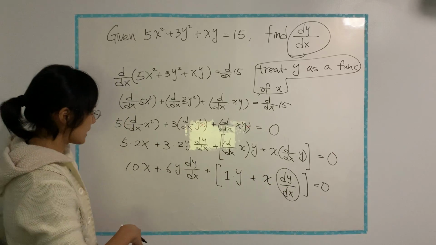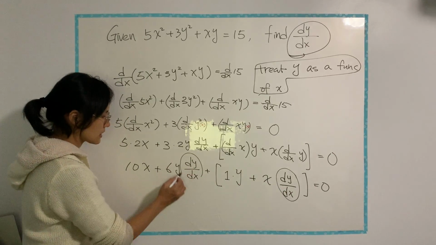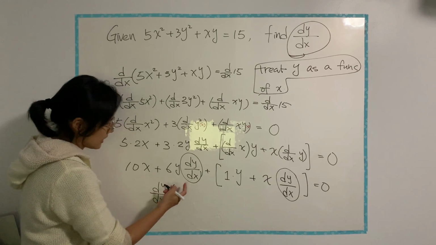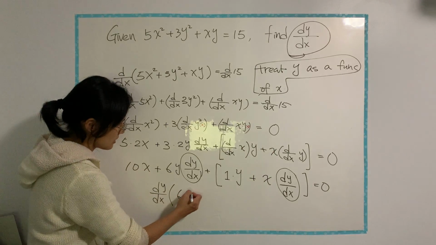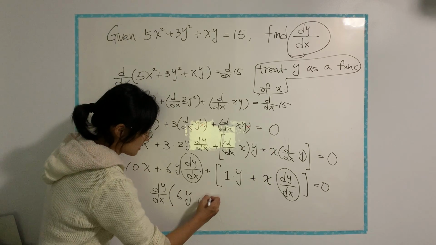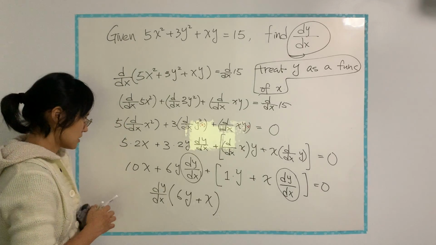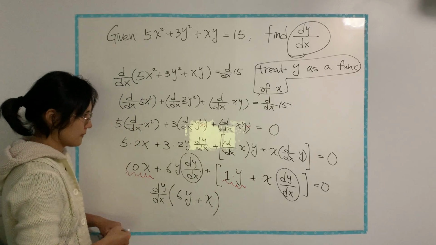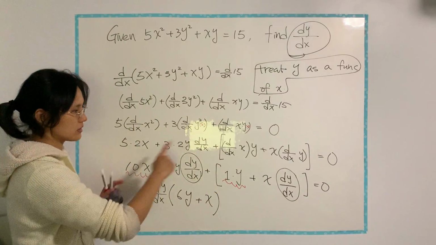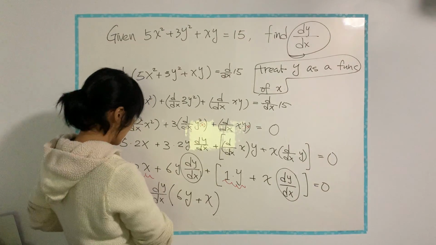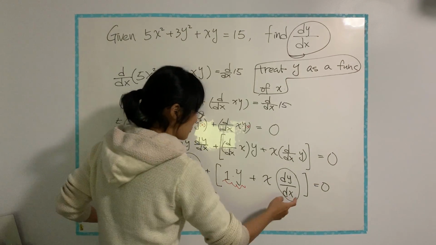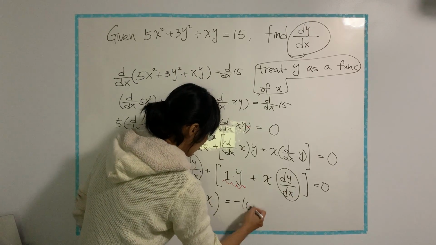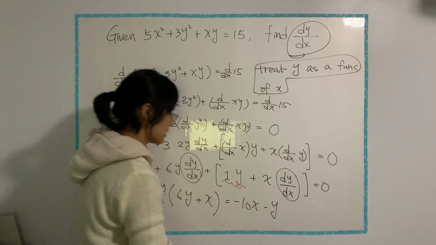Now I want to simplify what I got. So I collect the terms with dy/dx. It has factored out. So this one has a 6y. This one has x. Everything else, meaning this 10x and this 1y, I'm going to throw to the other side. How do I throw it to the other side? I do minus x, also minus 10x, minus y for both the left-hand side and the right-hand side. So that gives me minus 10x minus y, right?